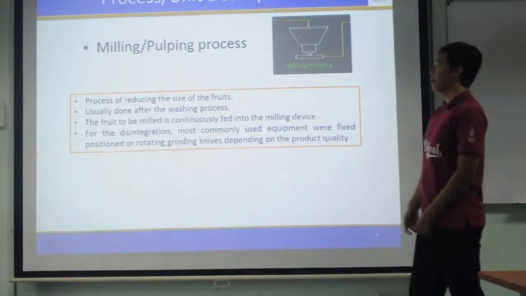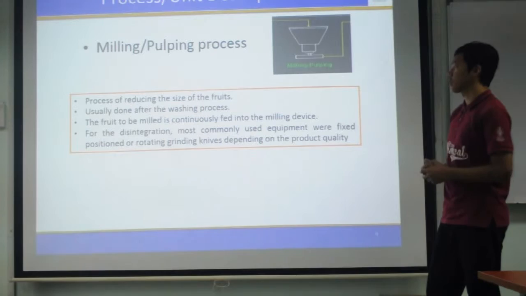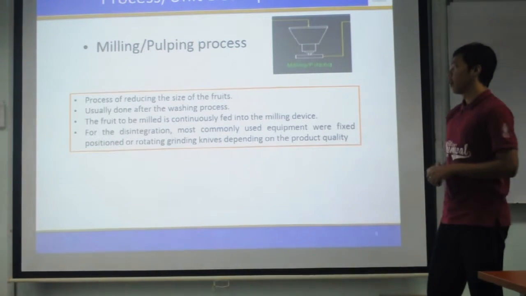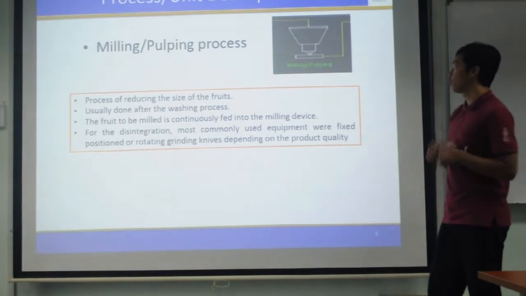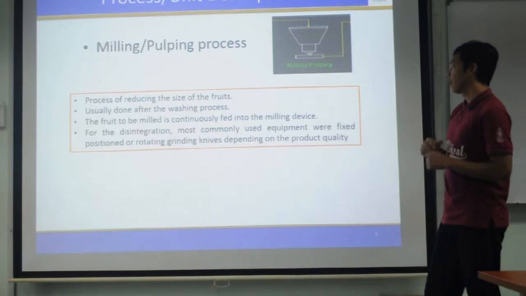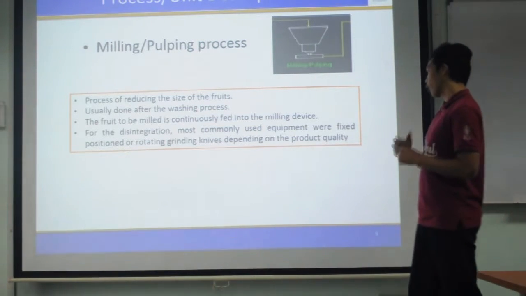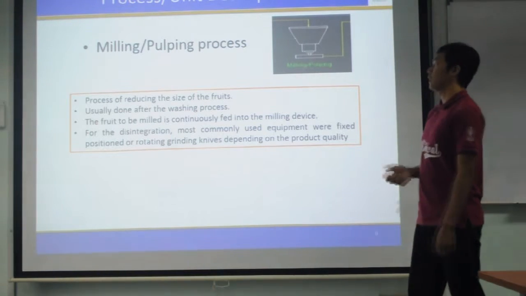So what actually is meant by the milling and pulping process? Basically, a milling or pulping process is a process of reducing the size of the fruits. It is usually done after the washing process to remove the soil and also microorganisms from the fruits. Commonly, the equipment used are rotating milling knives, depending on the product's quality.